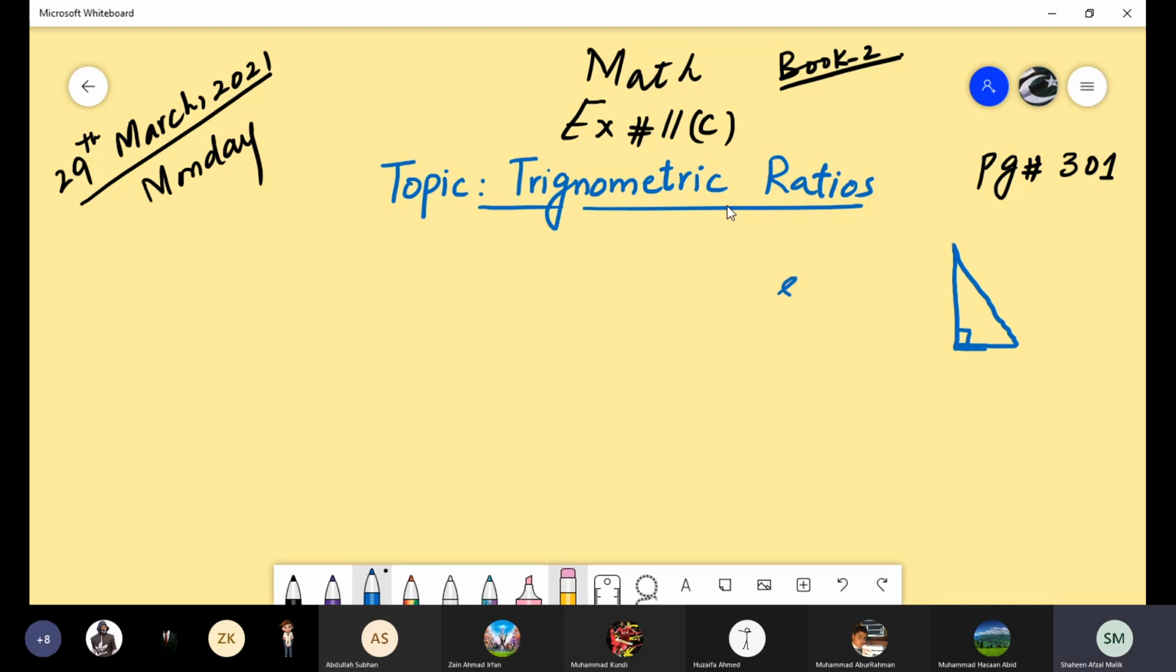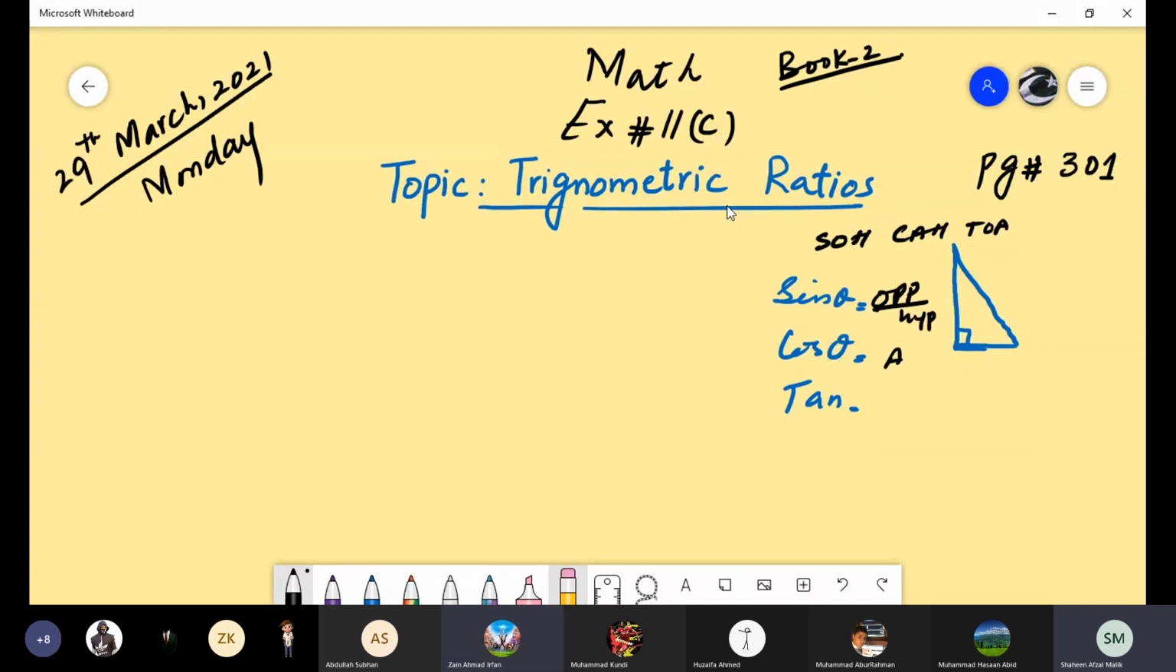There are 3 trigonometric ratios: sine, cos, and tan. So what is a code to remember these 3 ratios? SOHCAHTOA. Very good. According to SOHCAHTOA, write the ratios. Opposite over hypotenuse for sine, adjacent over hypotenuse for cos, and opposite over adjacent for tan. So we have done exercise A1, 11A, 11B using these trigonometric ratios. We have done question 1 and 2 of yesterday's exercise 11C, and today we will continue with this question.